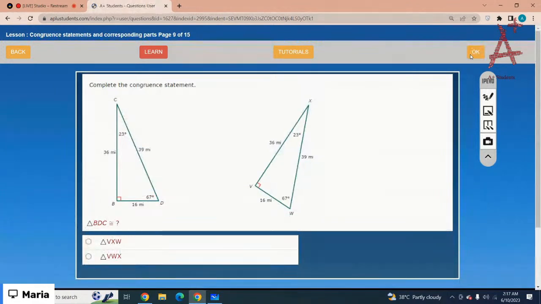Okay, complete the congruence statement. Triangle BDC. So which is the correct option?